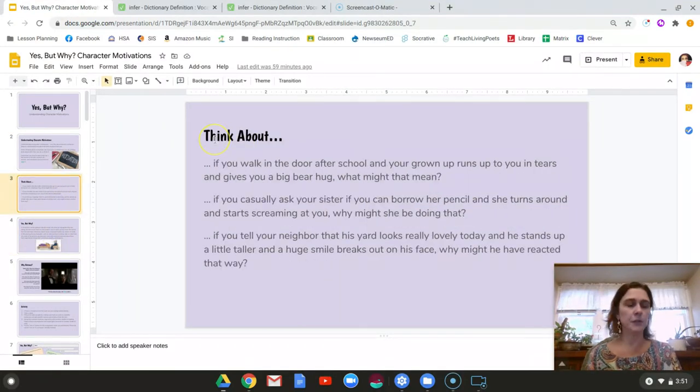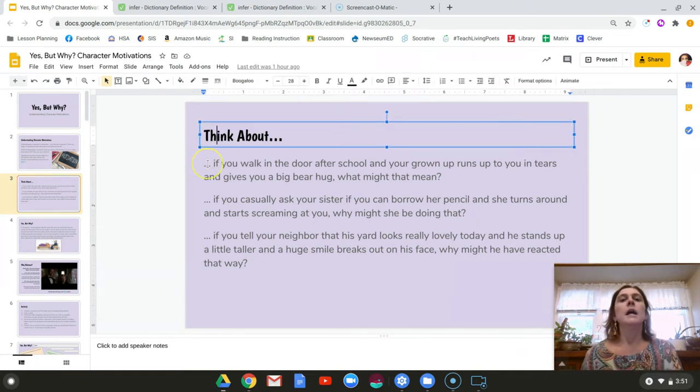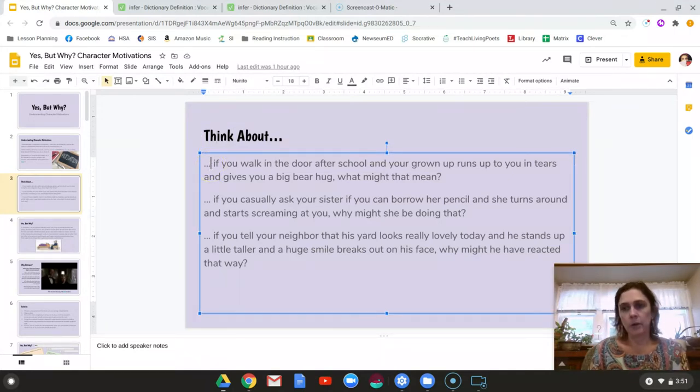So think about a few scenarios here and how you might interpret these scenarios. If you walk in the door after school and your grown up, mom, auntie, granny, dad, uncle, whoever, runs up to you in tears and gives you a big bear hug, what might that mean? It's going to depend upon the clues around you. It's going to depend upon what happened before you walked in the door.